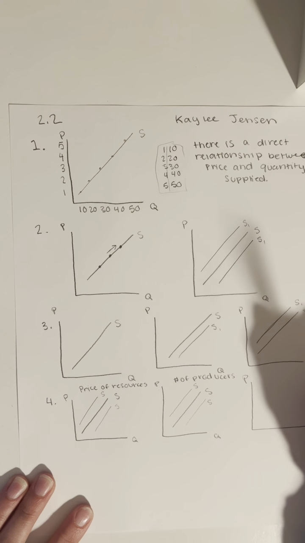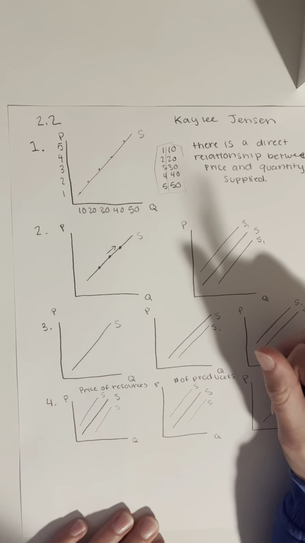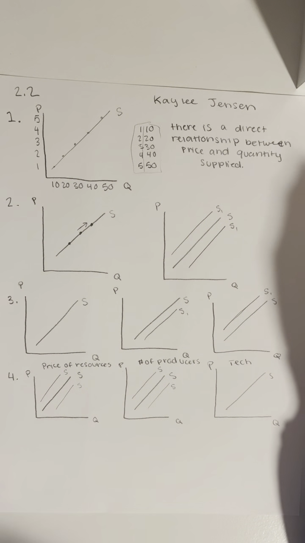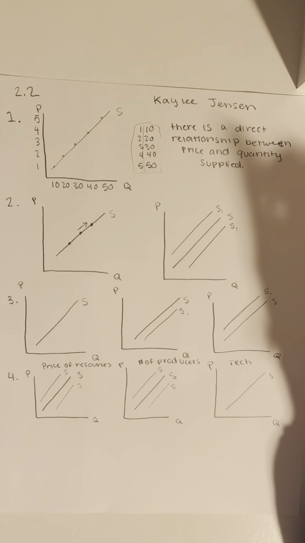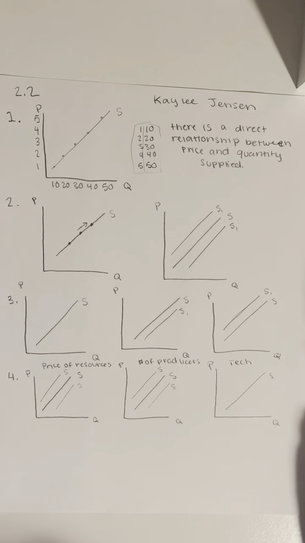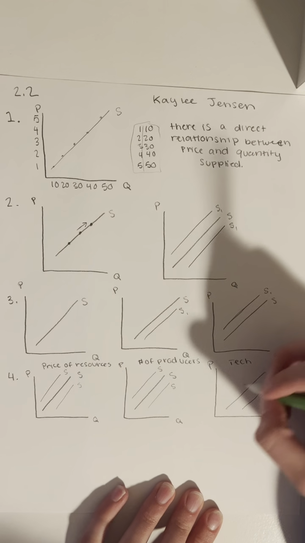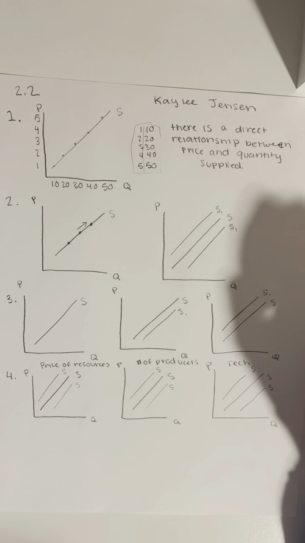For our next one, we're going to do technology. So if technology increased to produce any good, like let's say mechanical pencils, if the technology to make them increased or was better, our supply would go up because you can make more. But if our technology isn't as good, then we can decrease our supply.